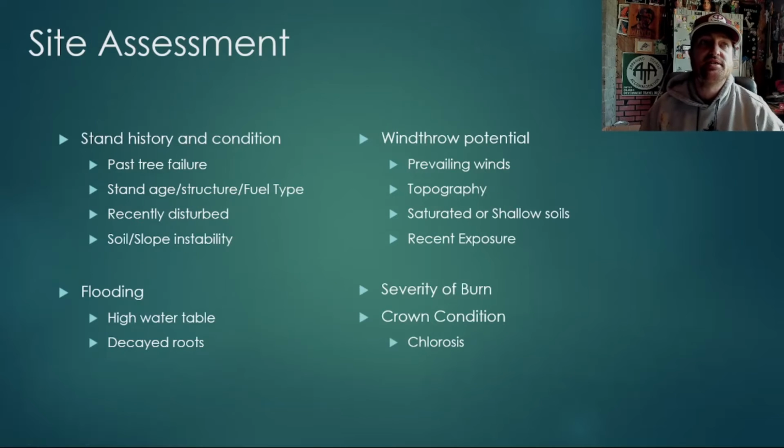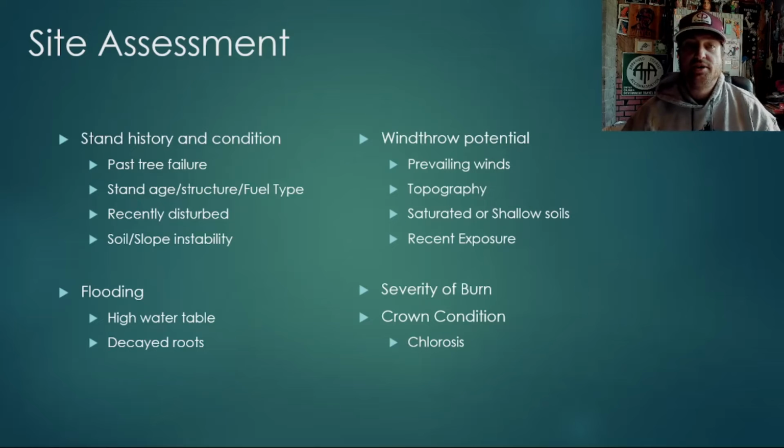So when you assess the site, you've got to look at the history of the stand and what kind of trees they are. And as you look through them, is there a pattern of tree failure in this particular area, right? So that's an indicator. That's a clue. Stand age, the structure of the stand, the type of fuel it is, right? So is it a stand of poplars or is it a stand of pine? These are important things. Has it been recently disturbed? What's the soil and slope instability and things like that if it has been, right?